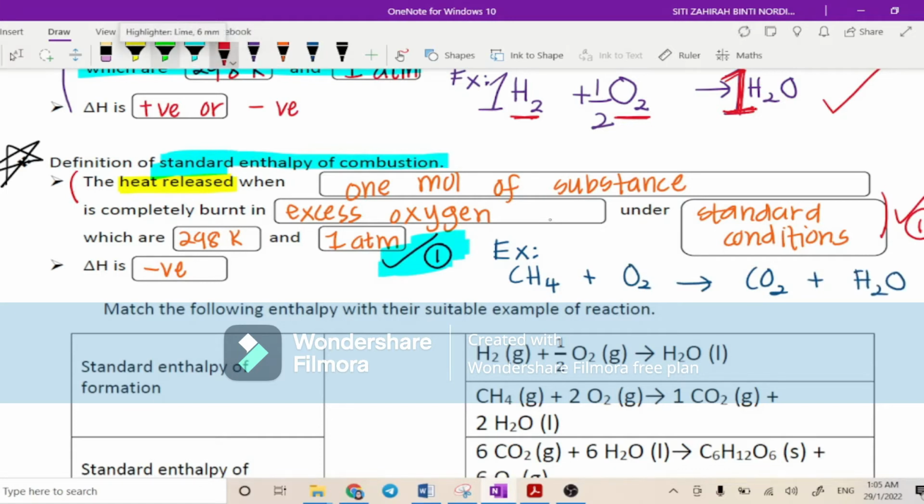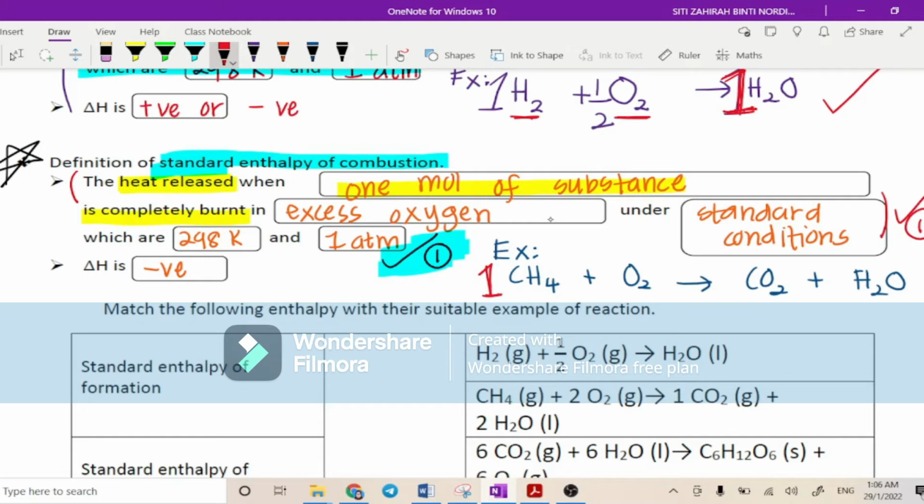So what we must keep as 1 mole? We're gonna read the definition again. Heat released when 1 mole of substance is completely burned. So we know that oxygen must be one of the reactants. So that 1 mole of substance completely burned would refer to the other reactant, which is CH4. So we must keep CH4 as 1 mole. So you need to balance the rest of the reactants and products to make sure that CH4 always has 1 mole. Okay, so let's try.